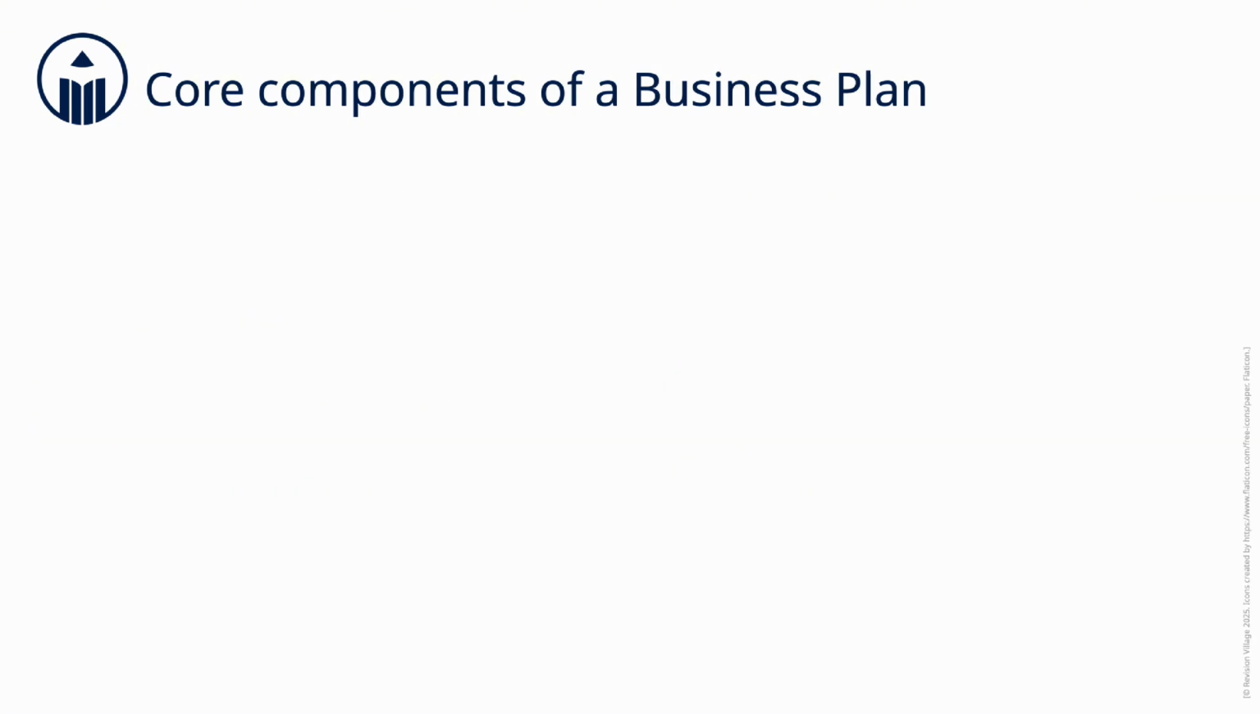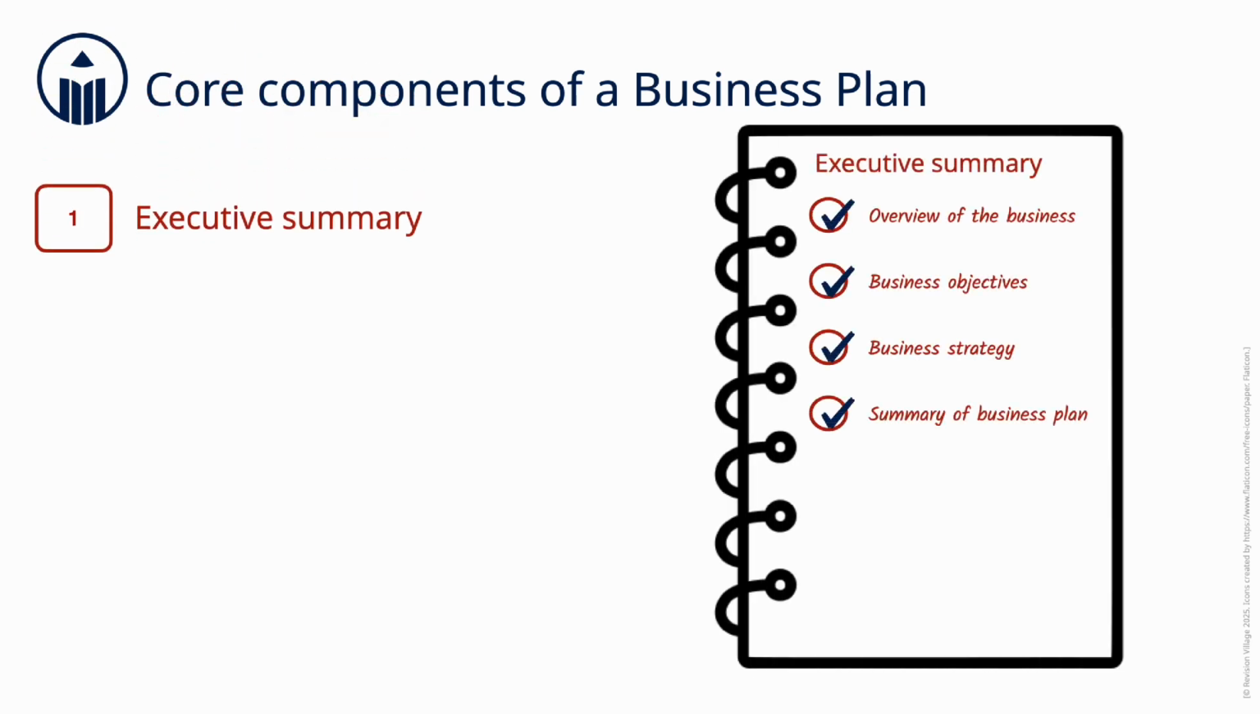Let's begin with the executive summary, which is often considered the most important part of a business plan. The executive summary begins with a brief introduction to the business, what the company does, the products or services offered, and the market it serves. This section should provide readers with a clear snapshot of the business at a glance.